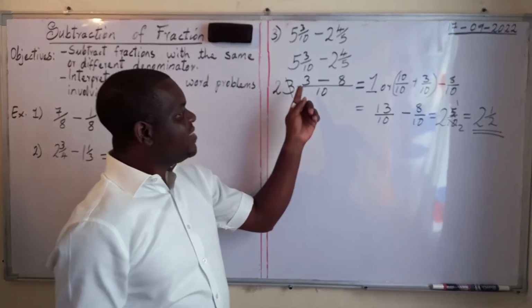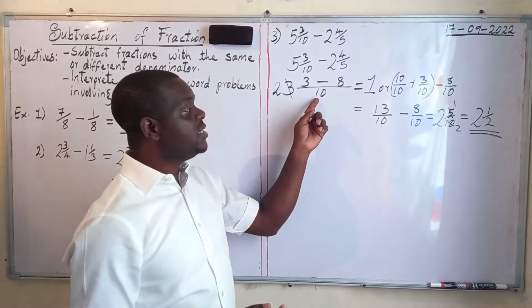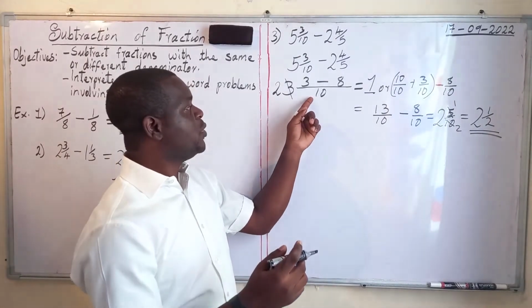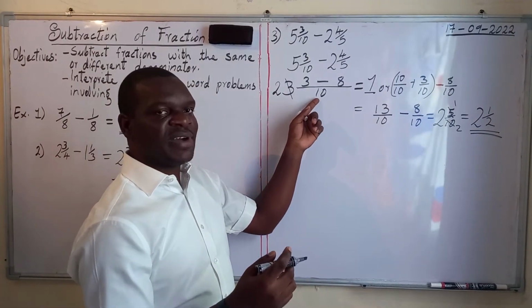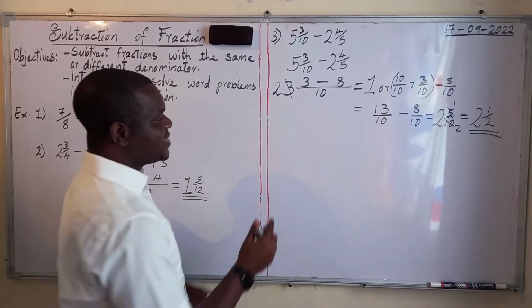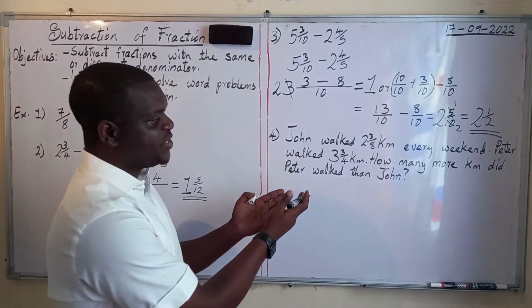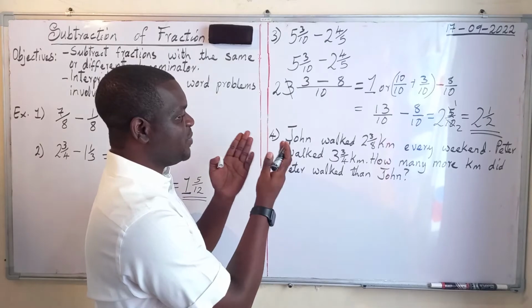So when this cannot be subtracted, you borrow 1 from the whole number, which is expressed as the denominator over itself, and you do the subtraction as you've seen here. Let's go to the next problem, or the last, which is number 4. Read this question and try to interpret so that we can solve.